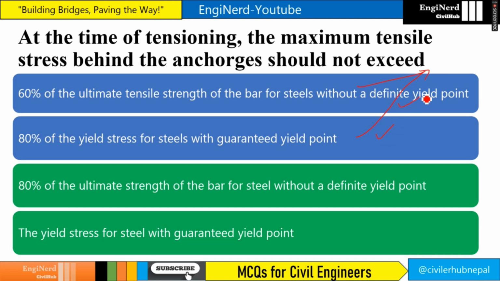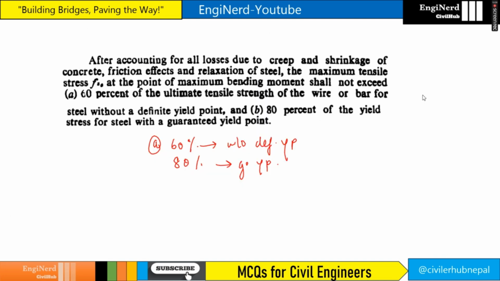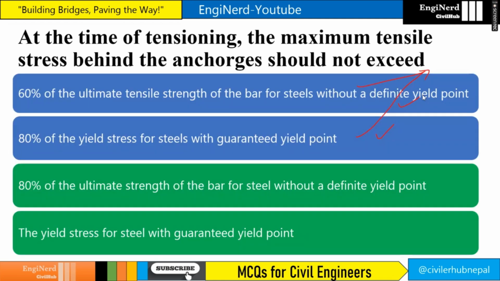So after accounting for all the losses, these two are the answers of this thing, and this below 80% is the answer of this particular question. So 80% of the ultimate strength of the bar for steel without a definite yield point, and next is the yield stress for steel with guaranteed yield point. This is at the time of tensioning.